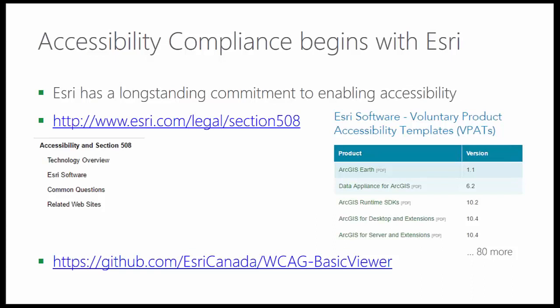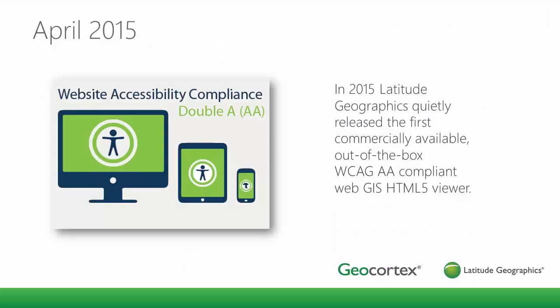And many of Esri's regional distributors that are in geographies that require accessibility are leading a little bit further than maybe other regions in accessibility and have done things like building templates. You can see at the bottom of the screen here, Esri Canada has produced a basic viewer template that you can download off GitHub and use as a starting point. So Esri and accessibility compliance go hand in hand.